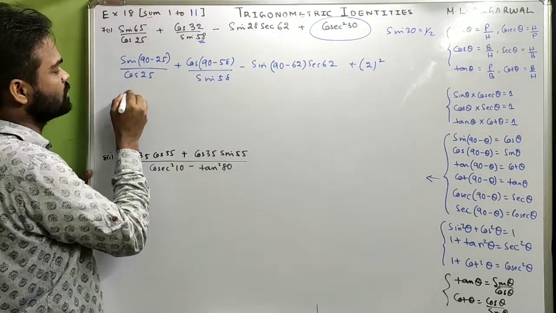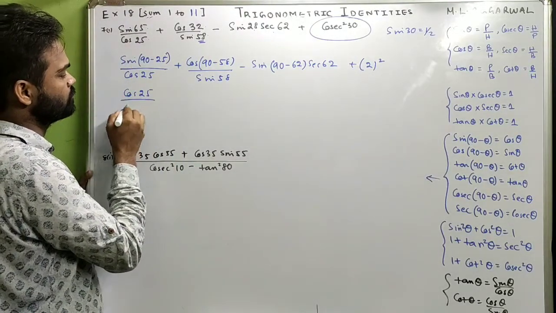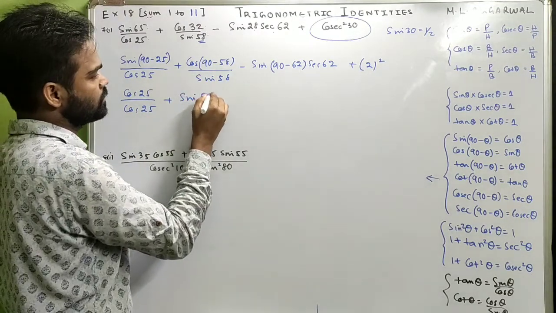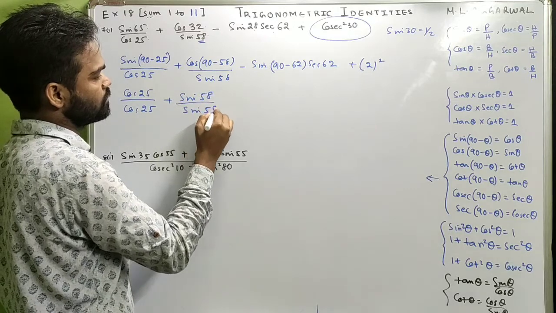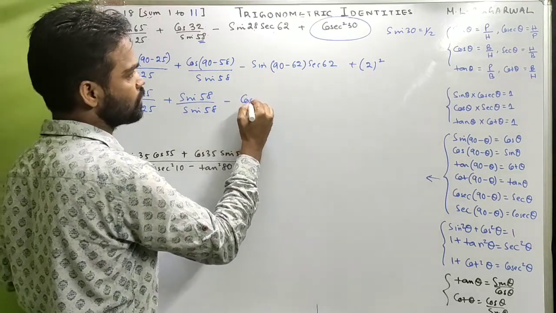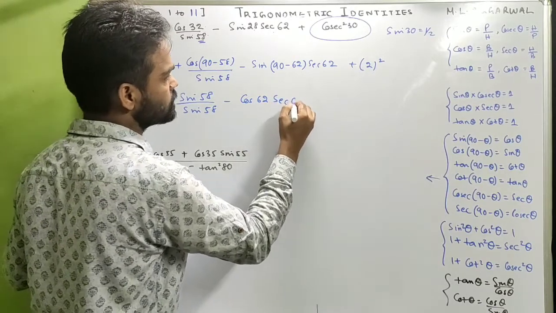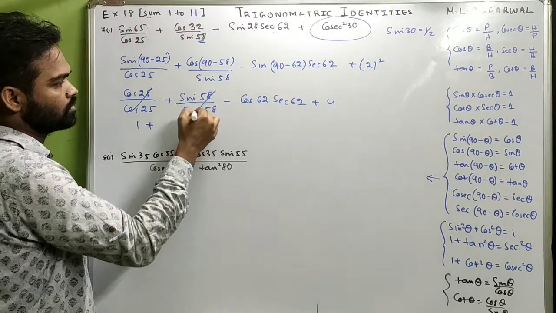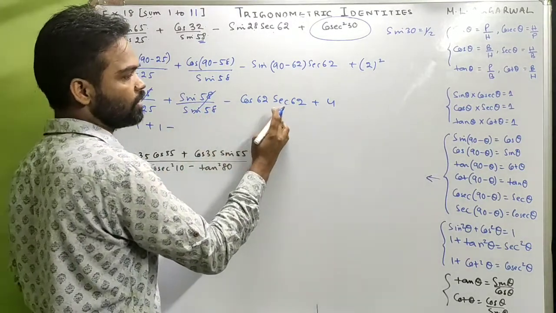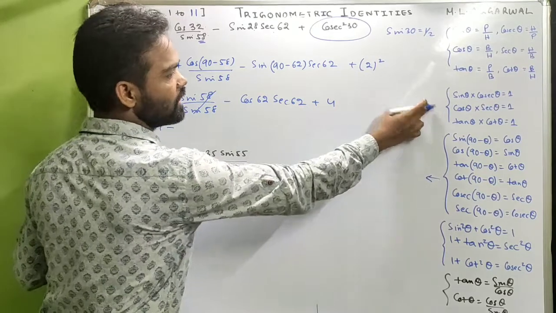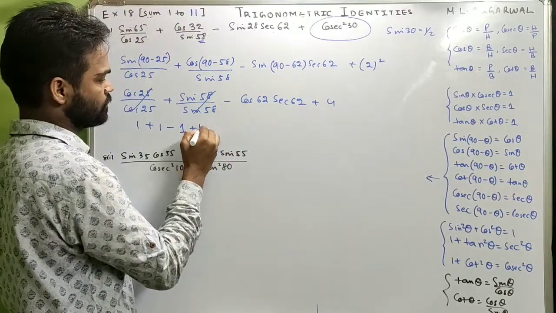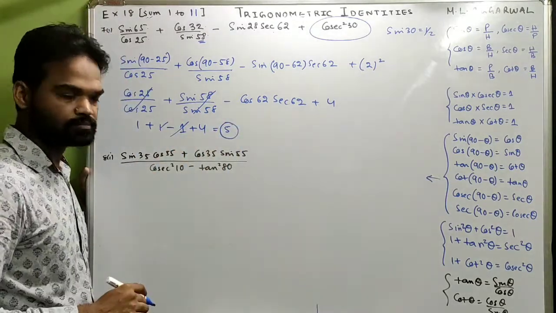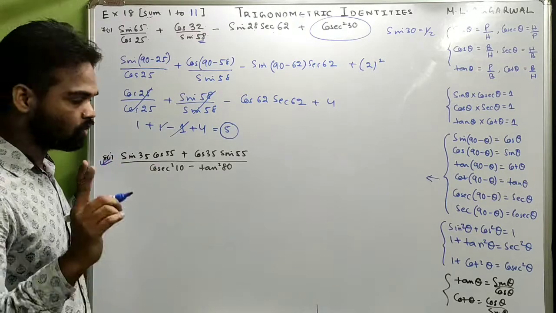Now sin 90 minus theta is cos theta. Similarly, cos 90 minus theta is sin theta. Sin 90 minus theta is cos theta. Sec 62 plus 2 square is 4. Now look, this becomes 1. This becomes 1 minus. Now, cos theta multiplied by sec theta. That is 1 because they are reciprocals. So that's 4 plus 1 is 5. Done.